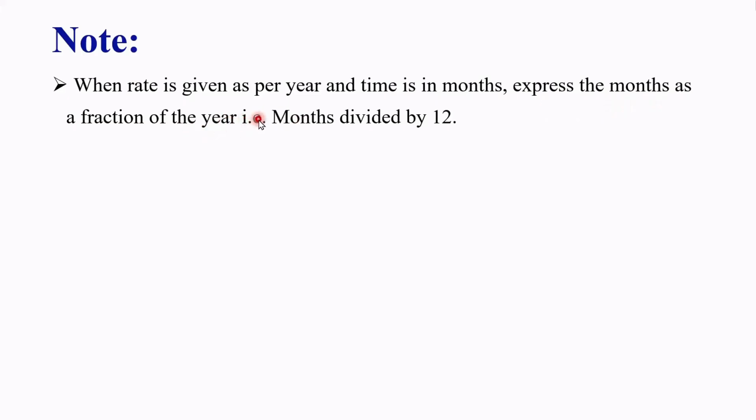So simply in here, we convert the months to be in years because the rate will have been given already in years. This is done by simply dividing the months given by 12. There we shall have changed the months to be a fraction of the months in a year.